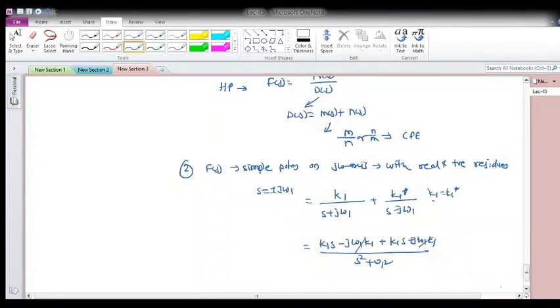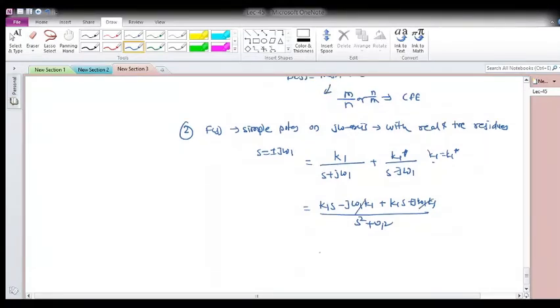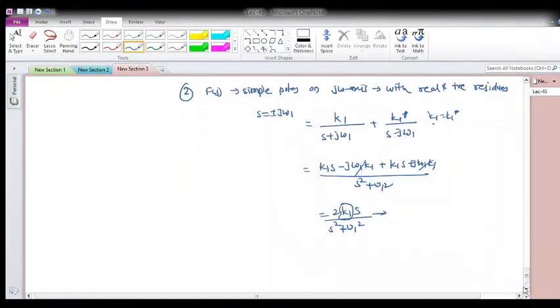So this and this will cancel. What is remaining here? It will be 2 k1 s over s square plus omega 1 square. So if you find the residue and k1 is positive and real, then F(s) will be satisfying the condition of PR.